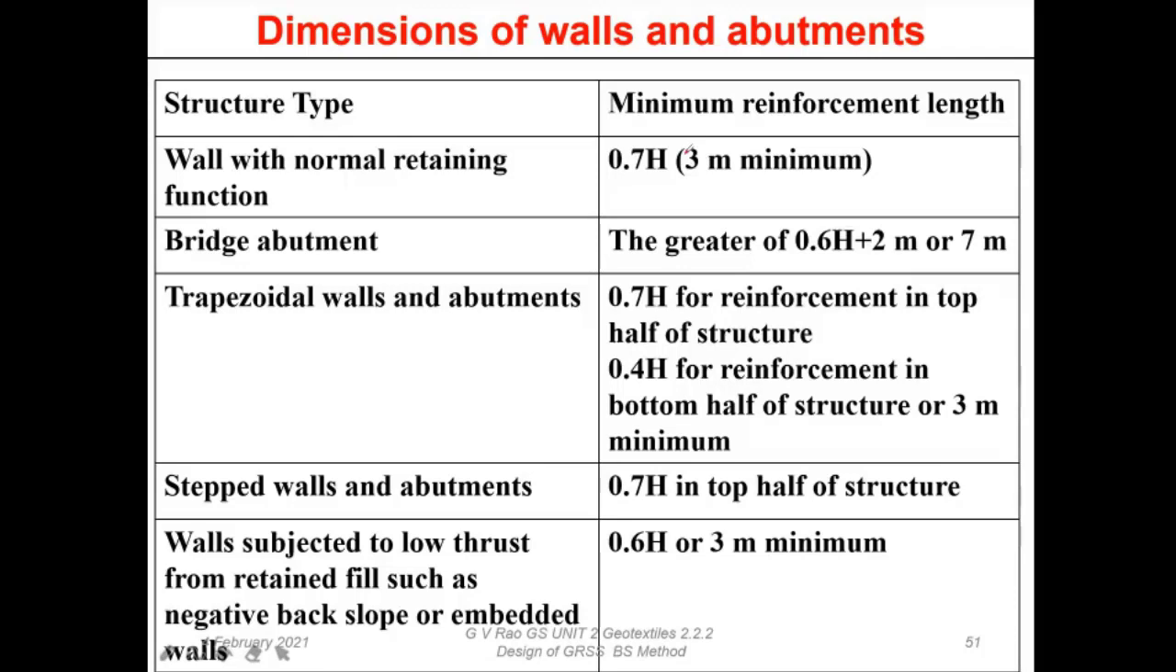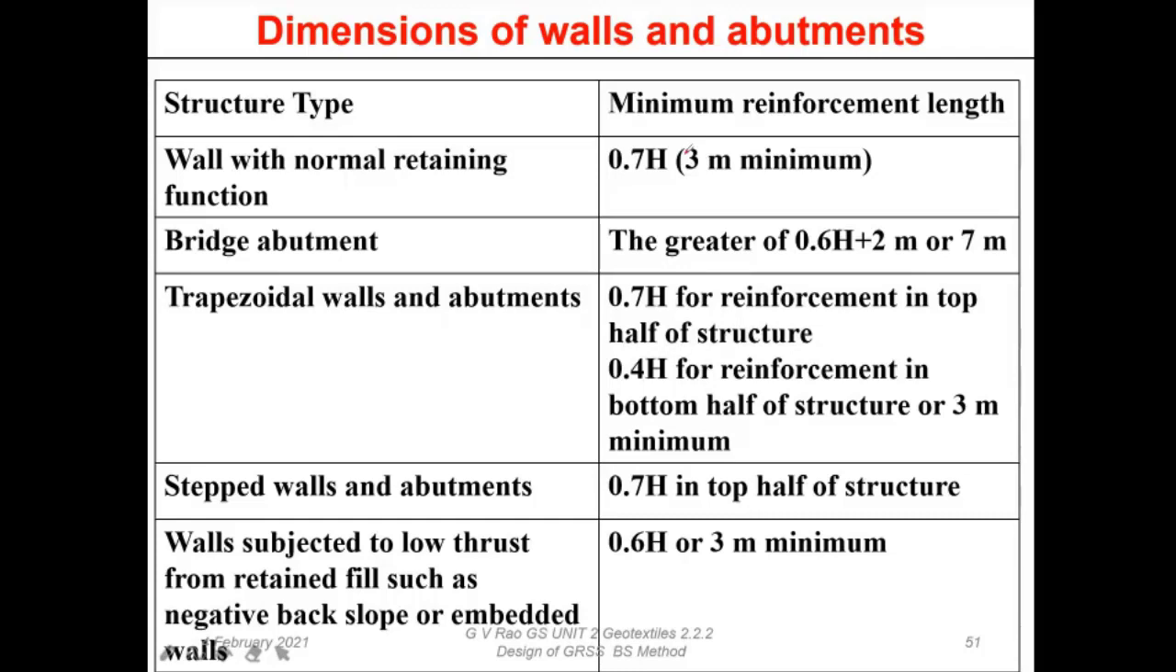And then if this is not sufficient for some reason, either external or internal stability, we are going to increase it. Just to repeat again, if h is equal to 10 meters, the initial length of the reinforcement is going to be 7 meters, with the prerequisite that the minimum length is going to be 3 meters.